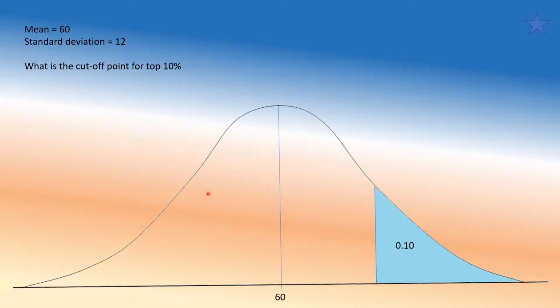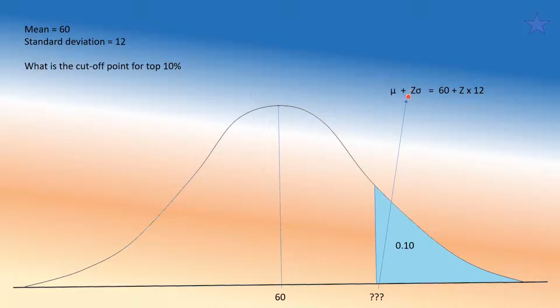Mean is 60, standard deviation is 12. What's the cutoff for top 10%? Well, here's our picture. Top 10%, right here. What's this point here? Well, this point, we know from our normal distribution discussion, is the mean plus how many sigmas from the mean we are times sigma. So that will be 60 plus z times 12. Okay, how do you find z?